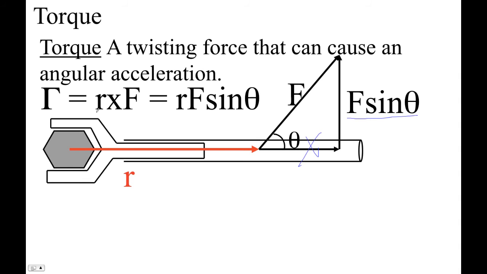So the magnitude of the vector cross product is RF sine theta. And because it's sine of theta, it's a maximum at 90 degrees.